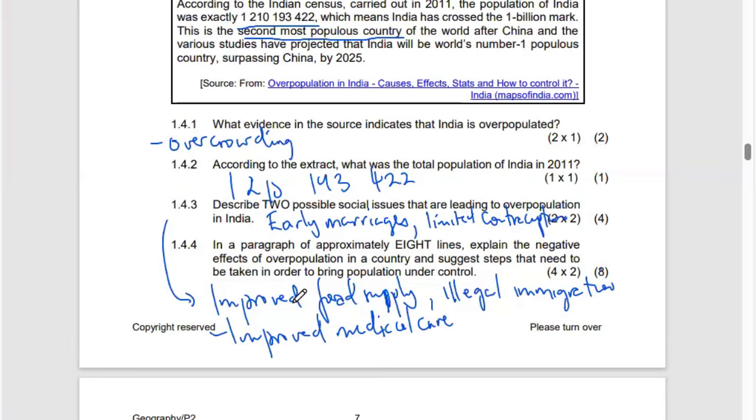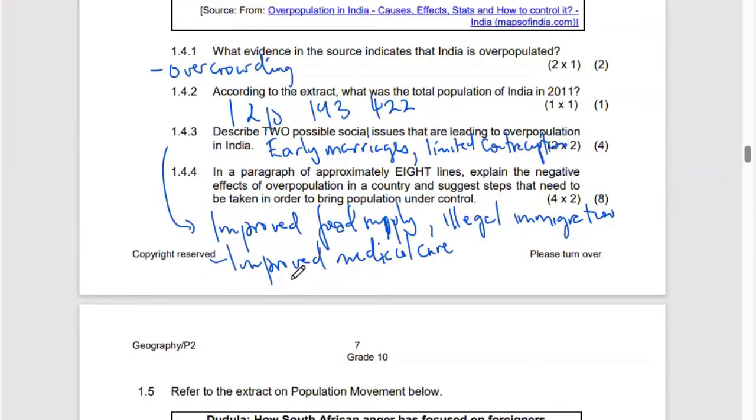Or we can look at aspects like a decline in infant mortality. Those are contributing factors. Decline in the death rate. If the death rate is low, it means there are more people ultimately contributing towards the high population of a given country. And then the last question, 1.4.4, says: in a paragraph of approximately 8 lines, explain the negative effects of overpopulation in a country and suggest steps that need to be taken in order to bring population under control.